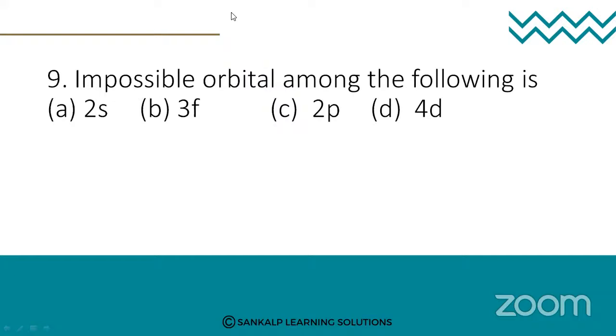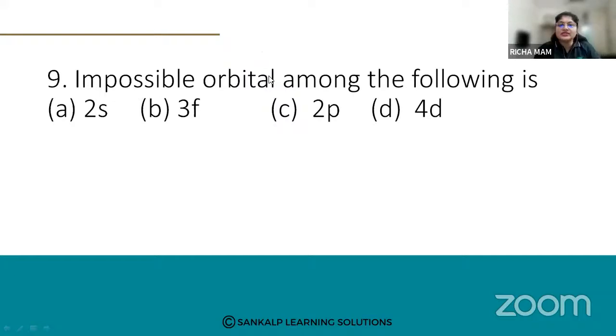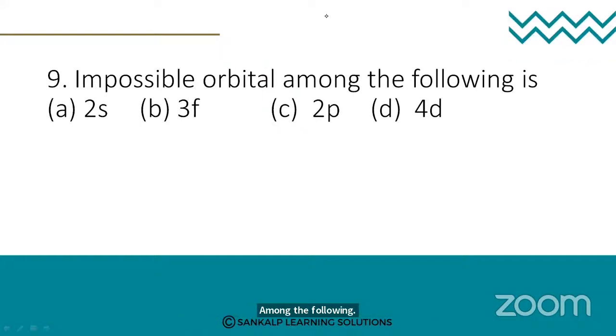Impossible orbital among the following is. So which is the impossible orbital among the following? A, 2s, B, 3f, then C, 2p and D, 4d. So we have seen the different orbitals.